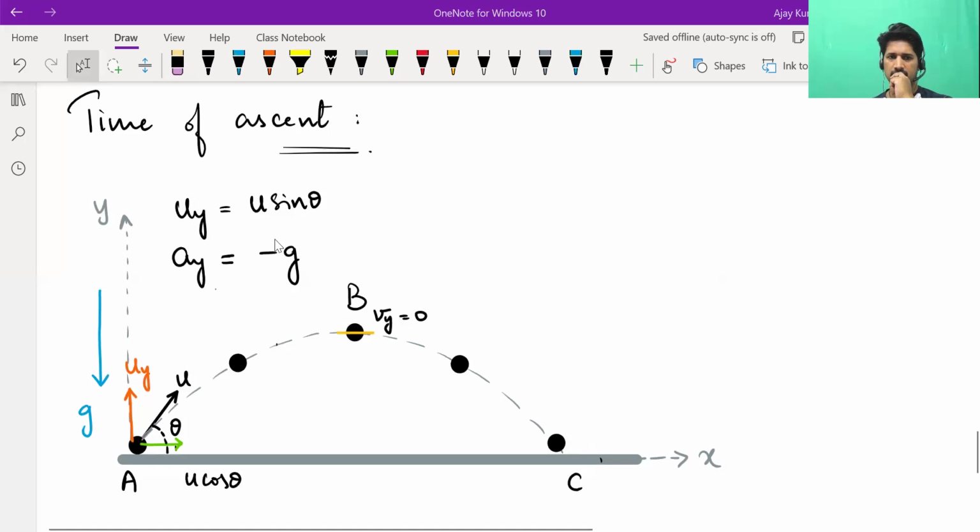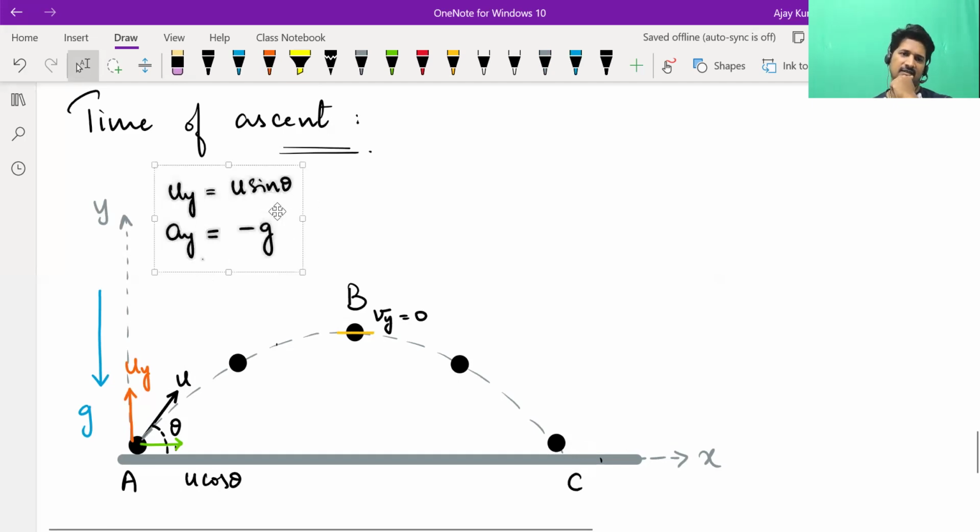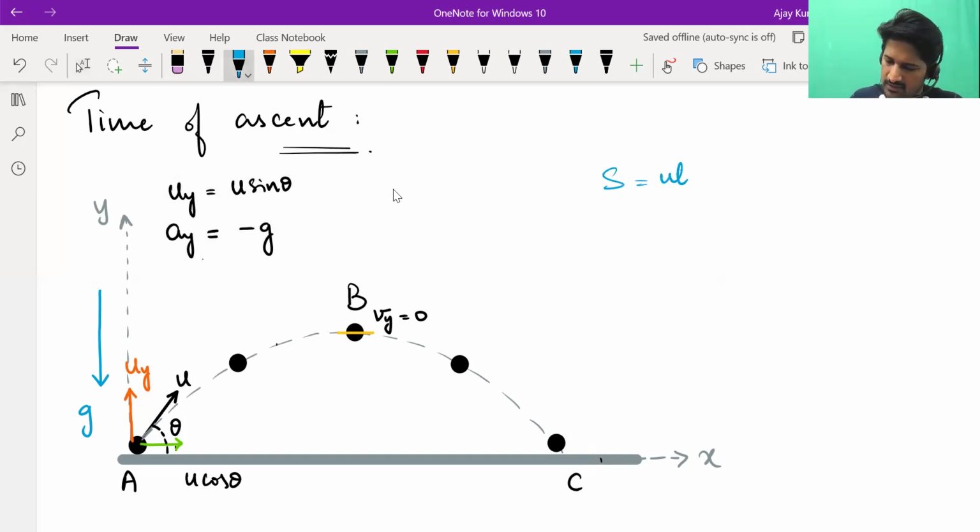S equal to ut plus half at square. Okay. How much will you take S as? Because what we want is t. If you want to use S is equal to ut plus half at square, you should know S, u, a. u is known, a is known. Okay. How much will you take S as? Uy square by 2g, sir. Okay, you'll take the displacement in the y direction as Hmax. Okay, good. It's an idea that works.